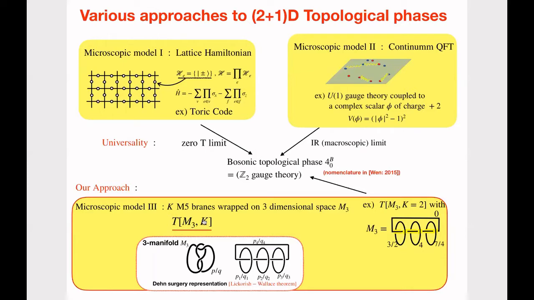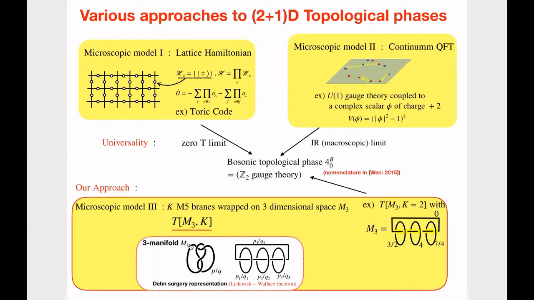Oh, I see what you mean. So I should think of K as telling me how many copies, how many branes, wrap around the three-manifold. Yes, K is how many copies of the brane wrap around the three-manifold. Okay, I got it. And then the three-manifold is this one.